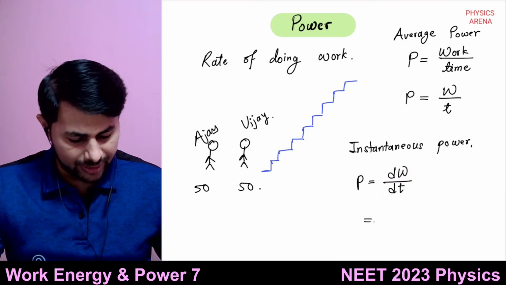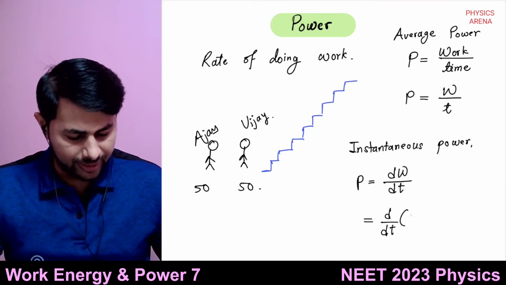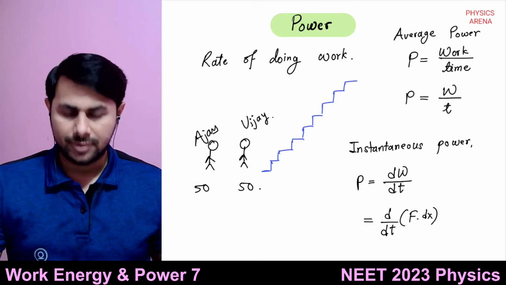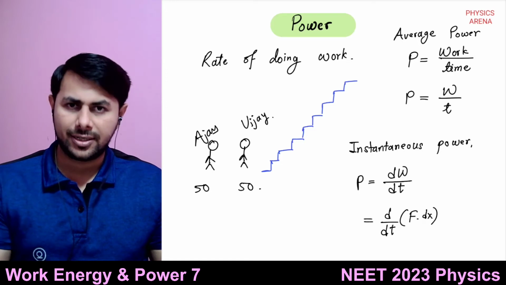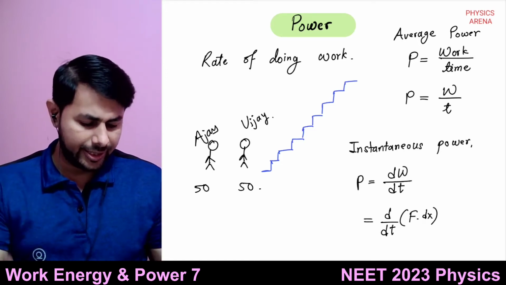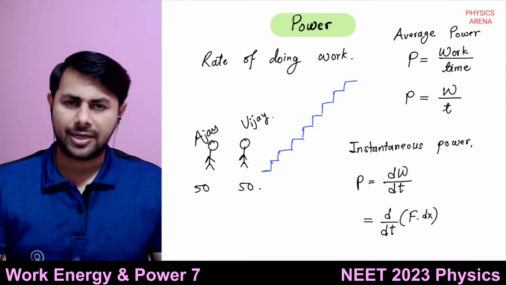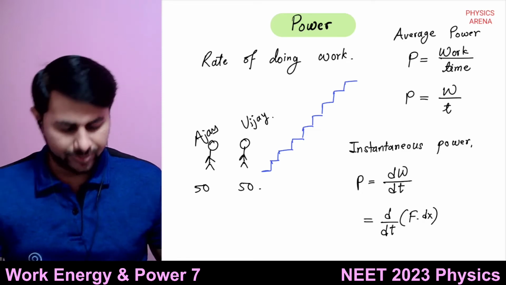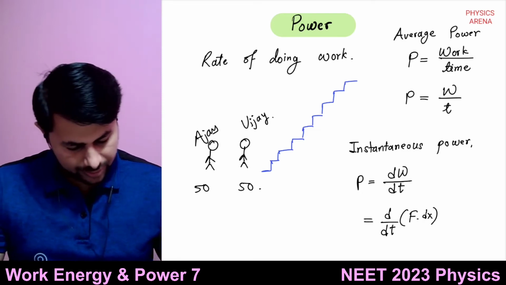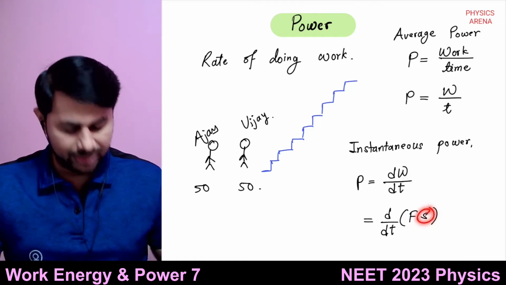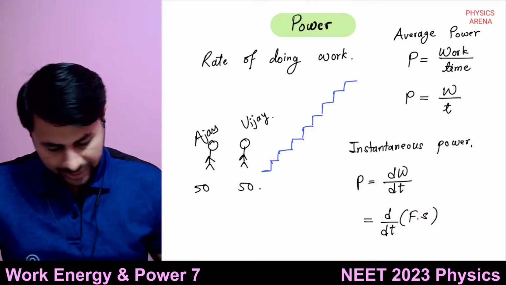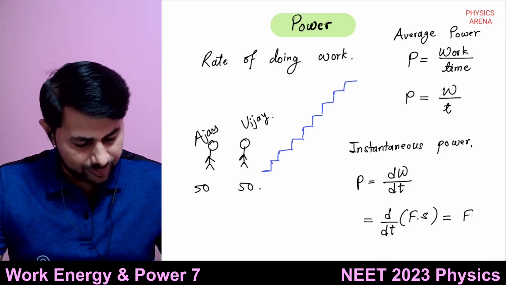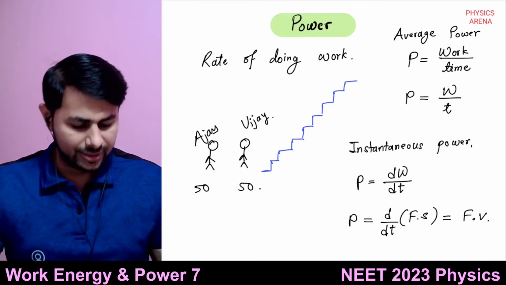And work done can be written as what? So it is d by dt of F dot dx, right? And if force is constant, you can take it out. So it will be F times d of dx by dt. So rate of change of displacement with respect to time. What's that? It is the velocity. So it is force times velocity, the instantaneous power.